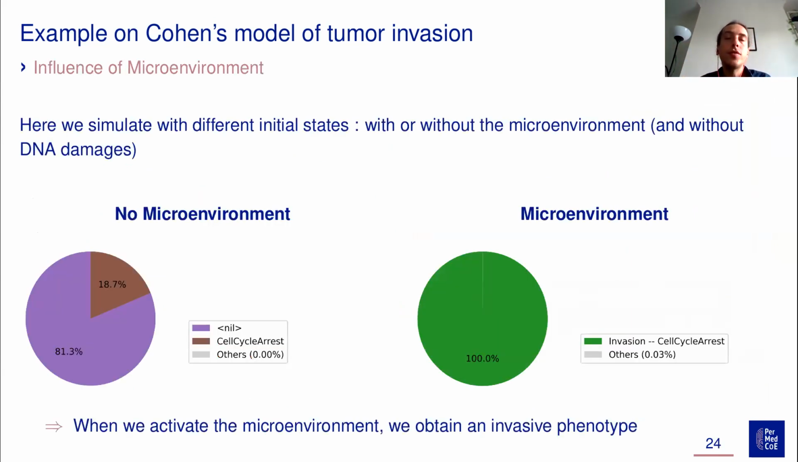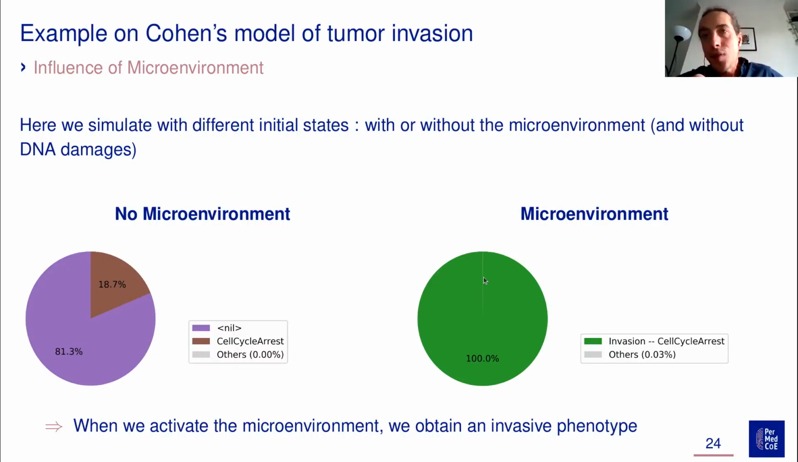But we can also just choose some specific initial values to be able to simulate the model and see better what will happen in certain conditions. So here, for example, we want to simulate first with no microenvironment and no DNA damage. So both input nodes will be set to 0. And then we see that most of the cells will keep proliferating and that 18% of the cells will block their cell cycle. But then if we do another simulation, this time activating the influence of the microenvironment, but still not with DNA damage, we can see that we get a completely different phenotype.